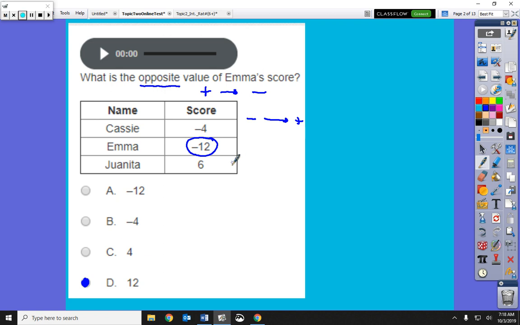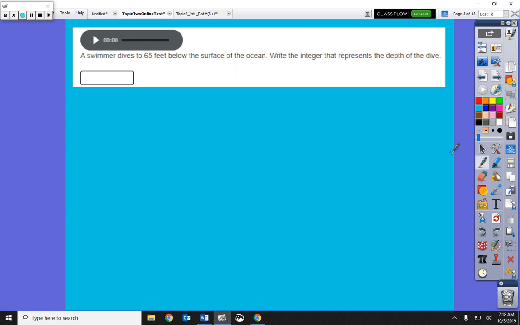Why are they opposite? They're opposite because both numbers are 12 units, if you will, to the right and to the left of 0. They're both equidistant from 0. So the next question, a nice easy way to start off, get us used to the test. A swimmer dives to 65 feet below the surface of the ocean. Write the integer that represents the depth of the dive.